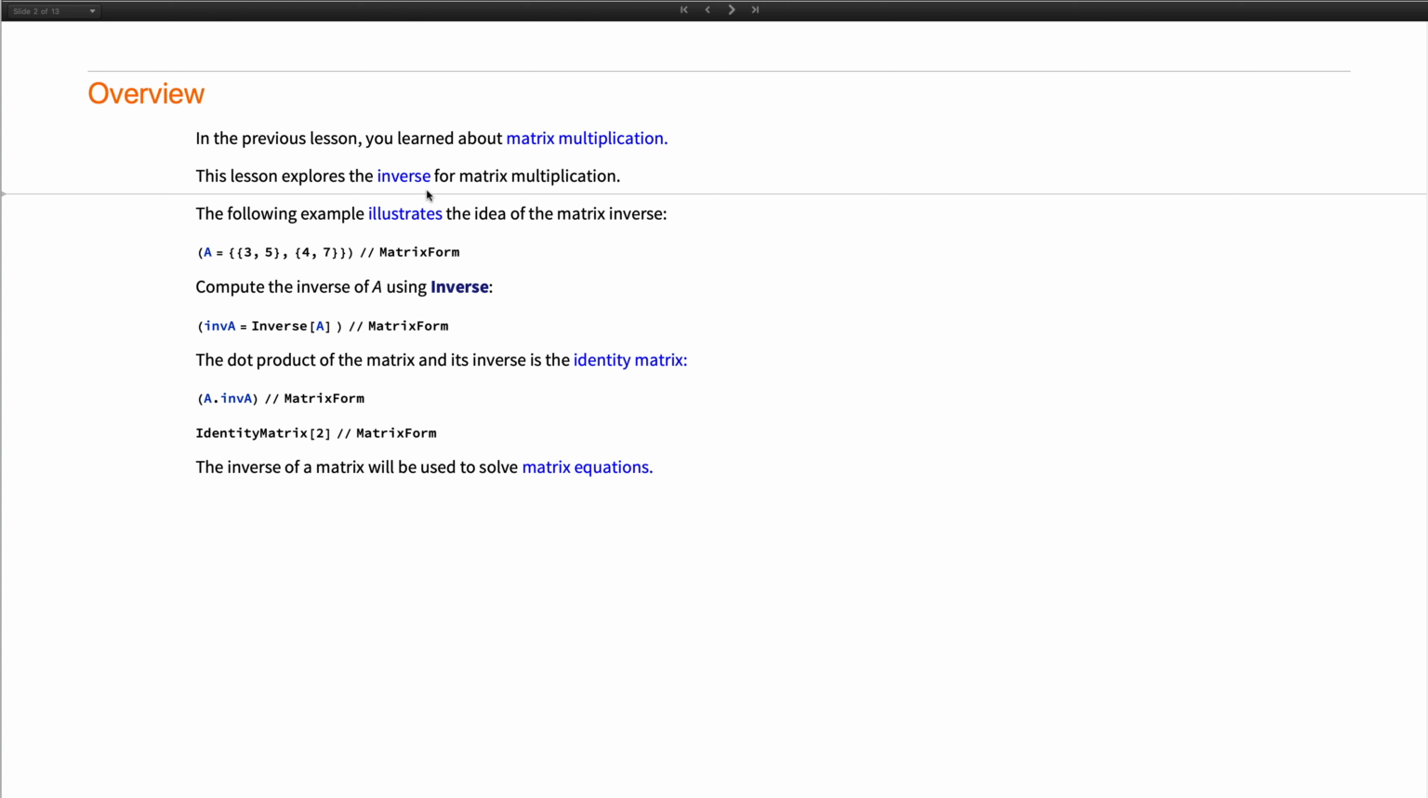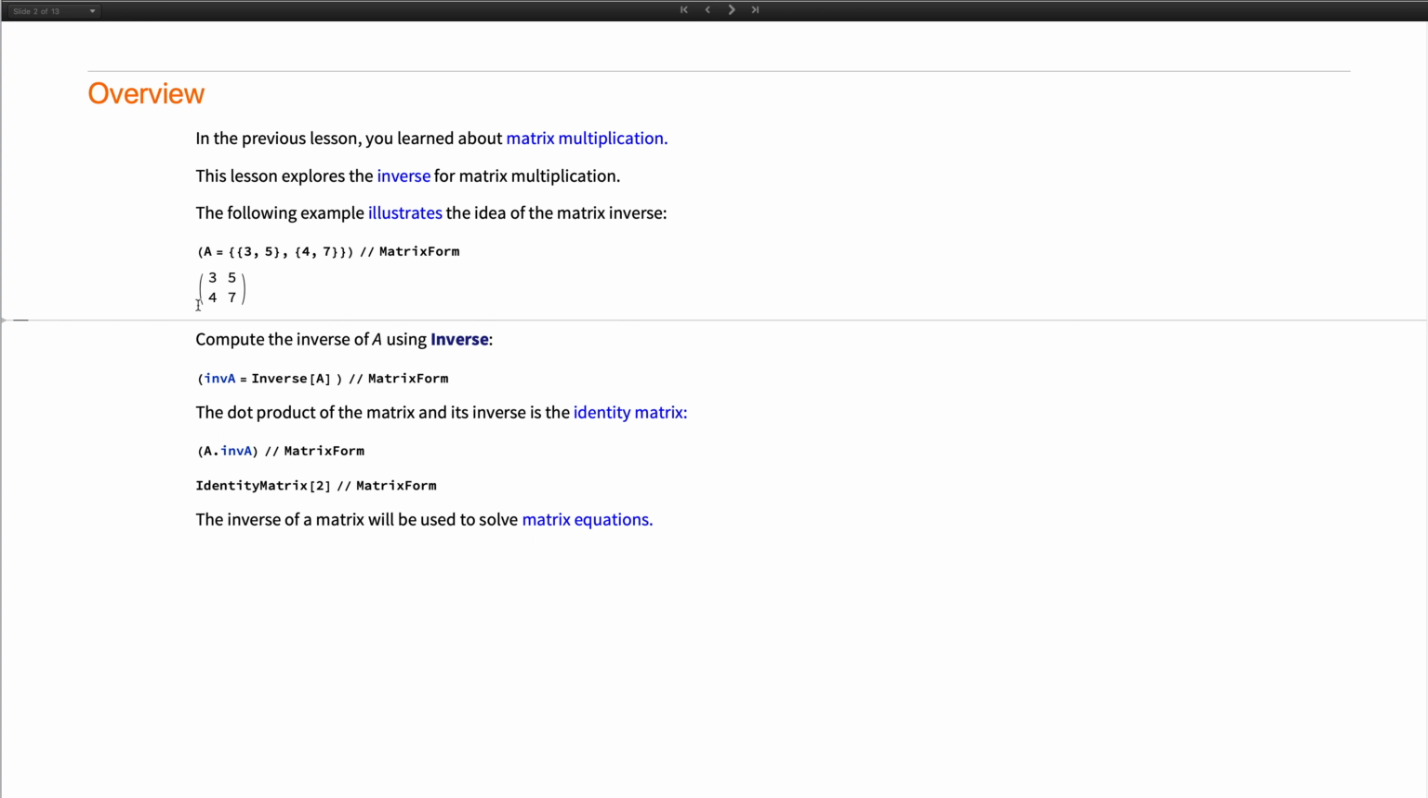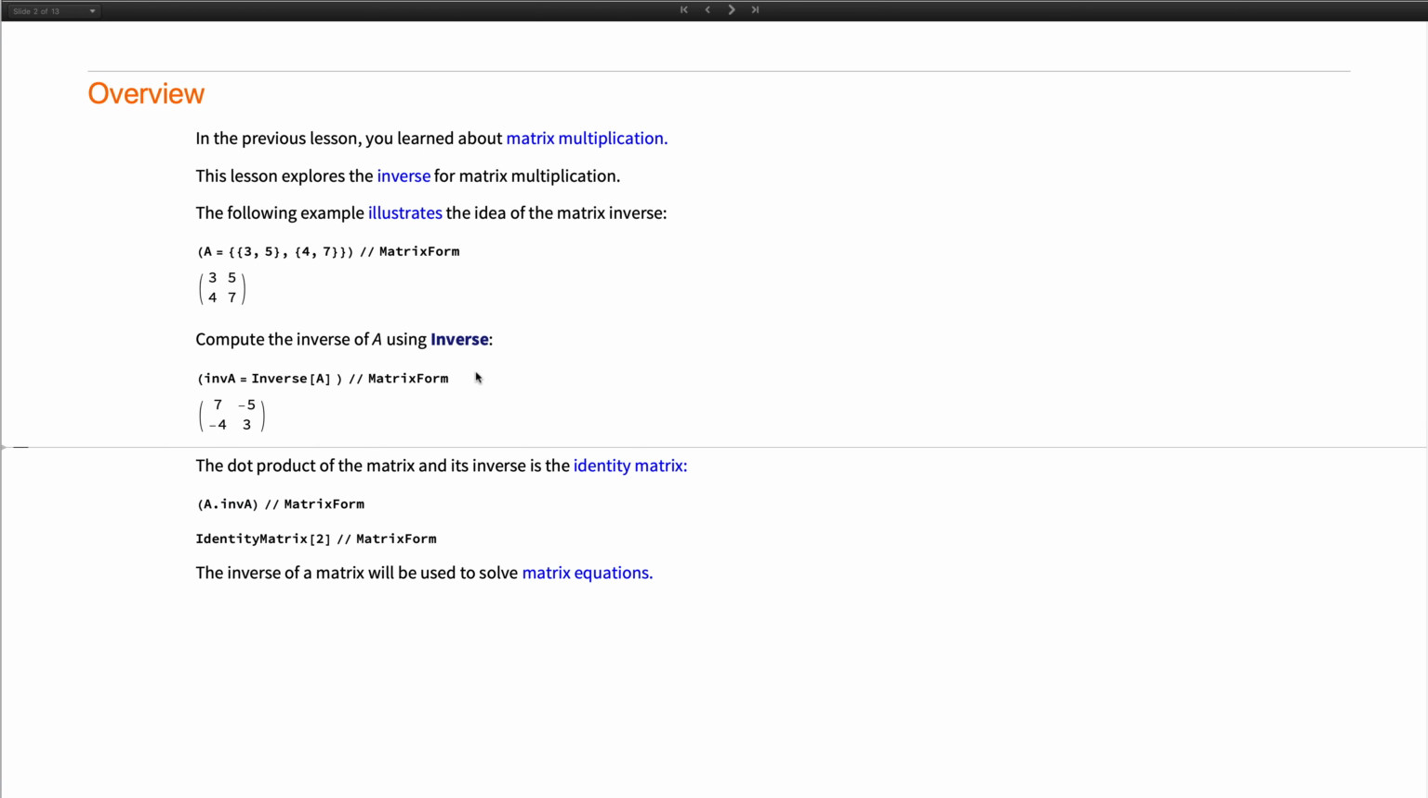Just like you have the inverse of a number or a reciprocal, we also have the notion of an inverse for matrix multiplication. Here's an example that illustrates the idea. Let's say you have a 2 by 2 matrix A, with first row 3, 5, and second row 4, 7. Then you can compute the inverse of the matrix using the Inverse function in the Wolfram language, and you get back another 2 by 2 matrix.